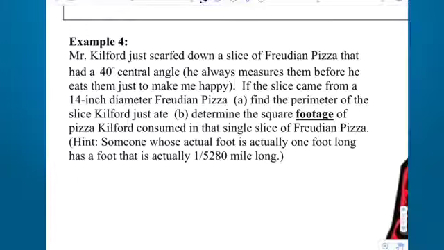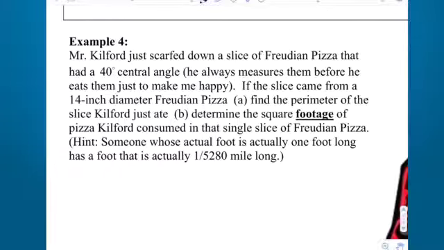So Mr. Kilford just wolfed down a slice of Freudian pizza. That's a pizza that is named after Sigmund Freud. That had a 40-degree central angle. I know you're thinking, how do we know it had a 40-degree central angle? He always measures the slice angle for me because he knows I care, and he knows that I also use them sometimes in problems. So that's pretty accurate. He has a little device for measuring it. Ask him to see it sometime.